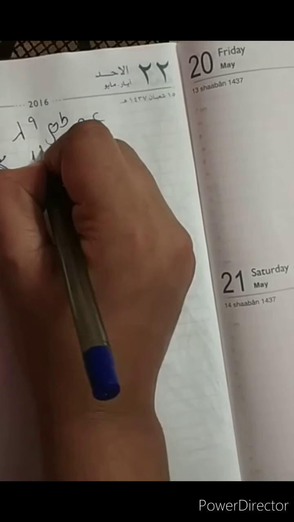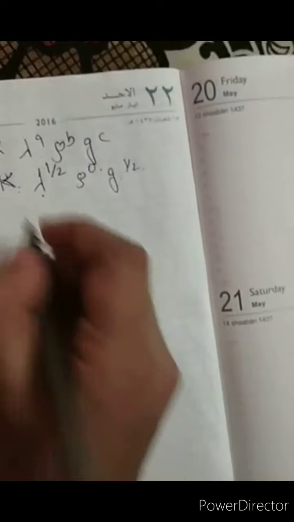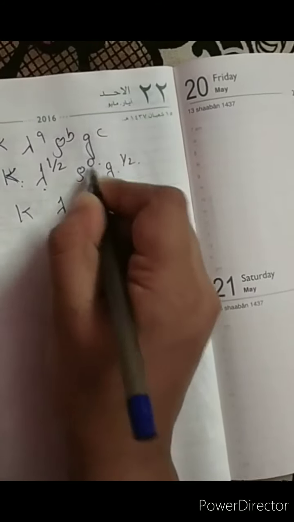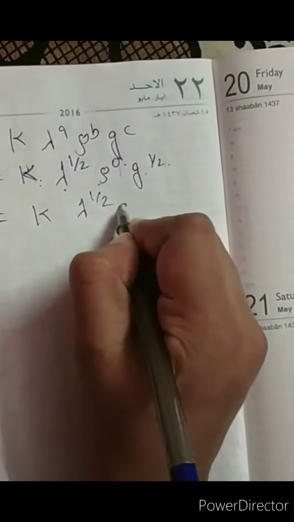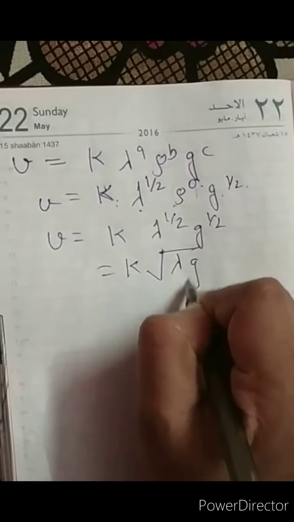Okay, fine. A is equal to plus half, right? B is equal to 0, and c is equal to again plus half, right? So v is equal to k lambda to the power half, rho to the power 0, which is 1, since something to the power 0 is 1, and g to the power half. Can I write it like k under root lambda g?